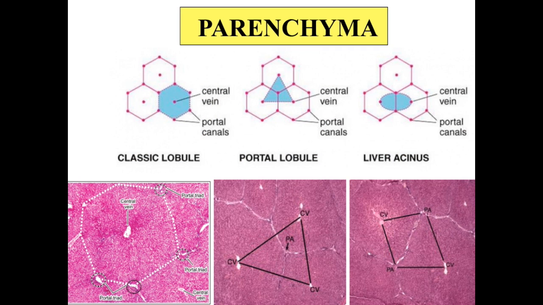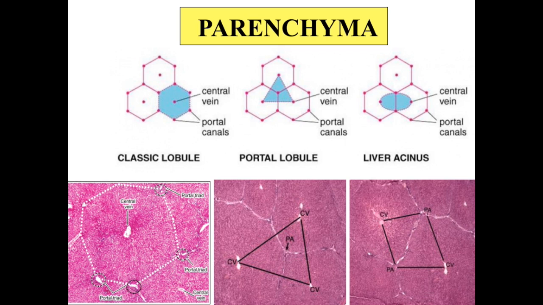Parenchyma of the liver is formed of the hepatocytes that can be described in the form of classic hepatic lobule or portal lobule or liver acinus. Three ways of description of the hepatocytes arrangement. The classic hepatic lobule, it is hexagonal. The portal lobule is triangular. The liver acinus is diamond in shape.